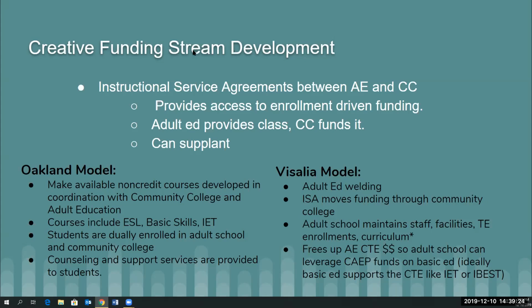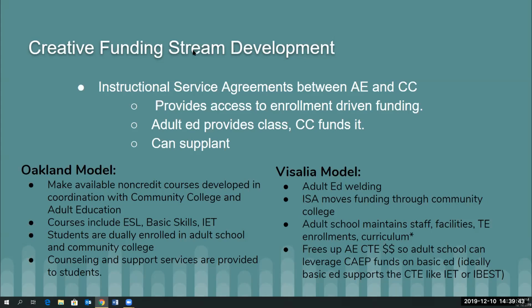For all intents and purposes, it looks like an adult school CTE program, but we fund it through an apportionment model through the community college. This allows then, based on enrollments and attendance, the community college to pass through dollars to the adult school. So how does this help adult ed literacy?